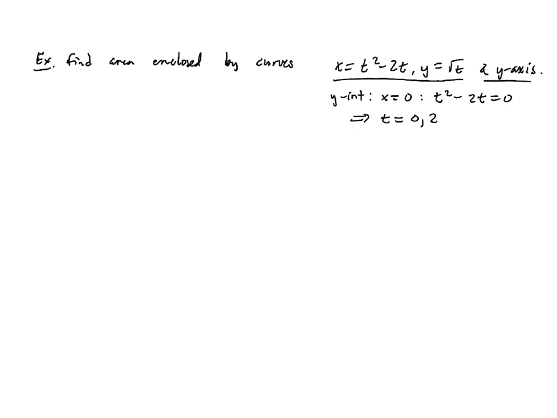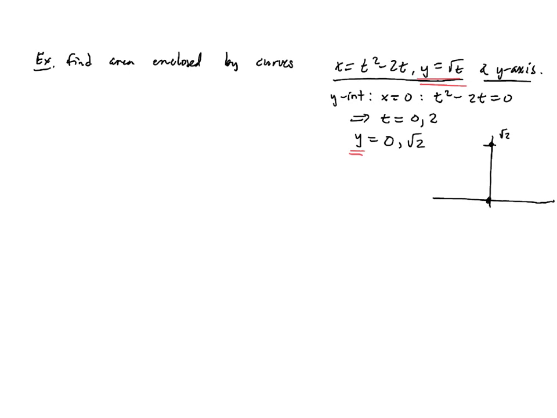And so the y values that I get here, when I plug in t equals 0, I get 0, and t equals 2, we get the square root of 2. And again, I'm using the parametric curve here in order to find my y values. Now that means that my curve is going to live above the x-axis from (0, 0) to (0, square root of 2).